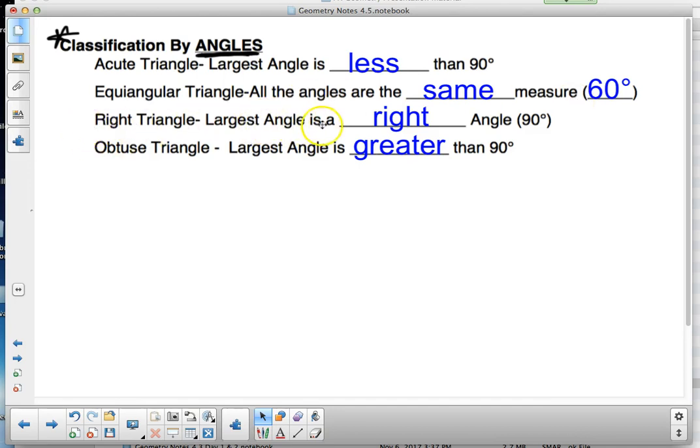Right triangles, largest angle is a right angle, and that right angle is always opposite the hypotenuse. And an obtuse triangle, again, the largest angle is greater than 90 degrees. So there are three angles in a triangle. Equilaterals have all angles the same, but we classify the acute triangle, right triangle, and obtuse triangle by the size of the largest angle in that triangle.